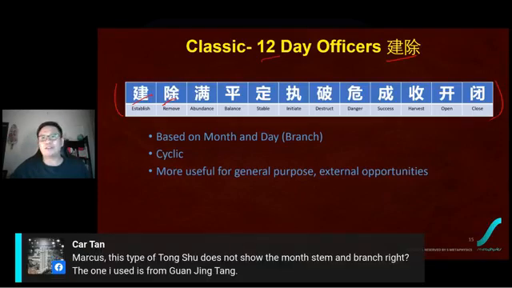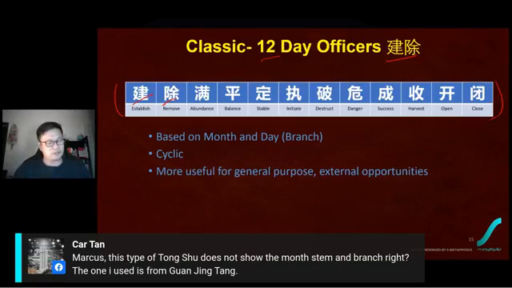So this question from Katan, this type of TongShu does not show the month stem and branch, right? The one I use is from Guanjingtang. Okay, for my one, it shows the stem and the branch. Mine does, okay. Month stem and branch.